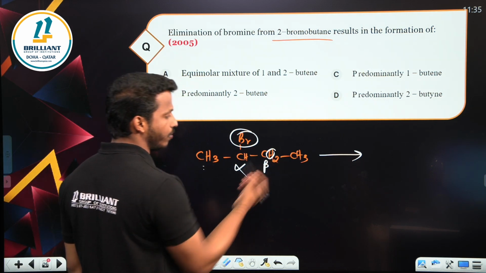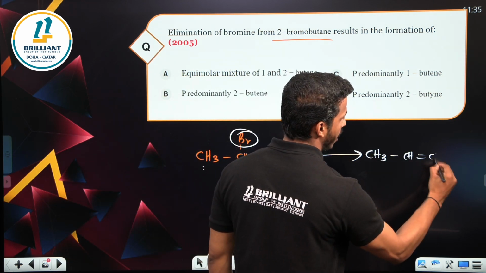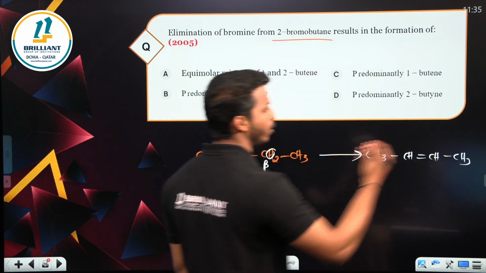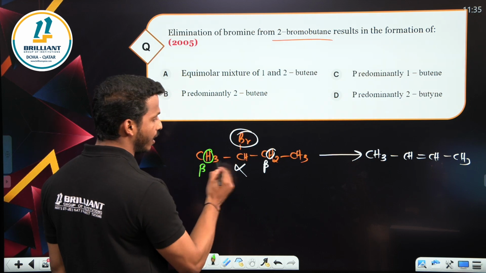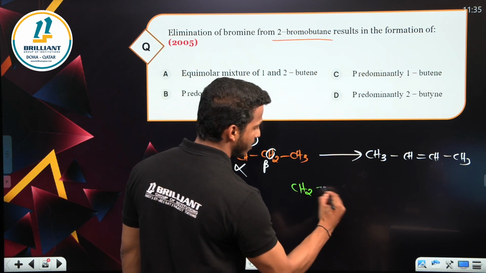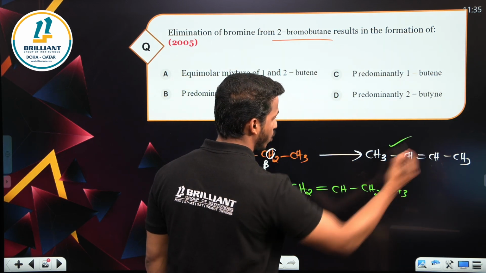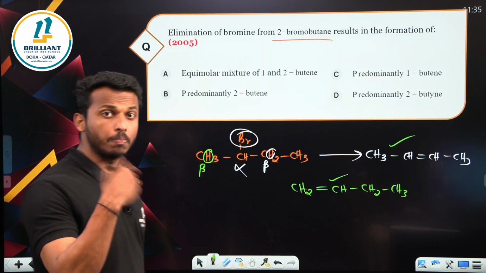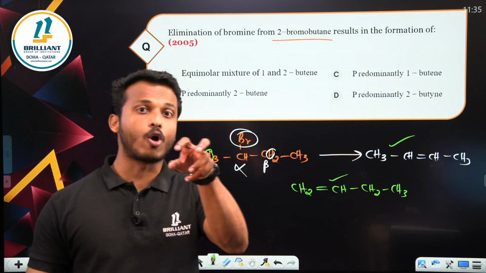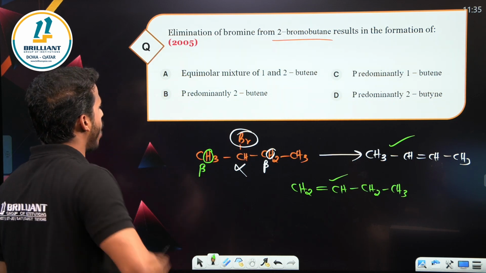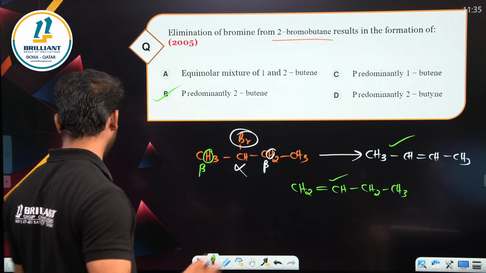Let me take hydrogen from this one and make a double bond here: CH3, CH double bond, CH single bond, CH3. You will get but-2-ene. If you take hydrogen from this beta, I have to make the double bond here. I will get the product as CH2 double bond, CH single bond, CH2, CH3. This is but-2-ene. This is but-1-ene. Which is the major product? But-2-ene is major because it's a more substituted alkene according to the Zaitsev rule. So we will get predominantly 2-butene. Option B is the correct answer.